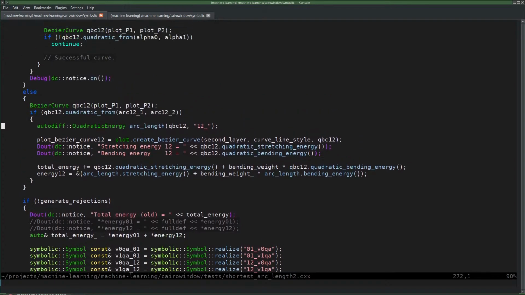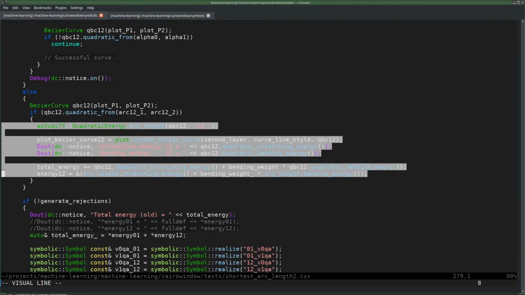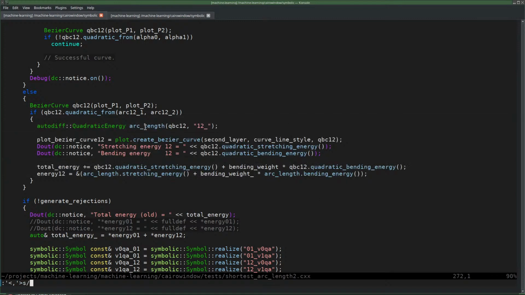I just create this thing here. Okay, wait a minute. Let's first give it a different name. Substitute. Quadratic energy objects. So I just created from the Bezier curve.